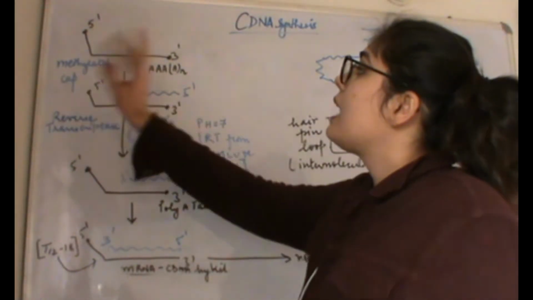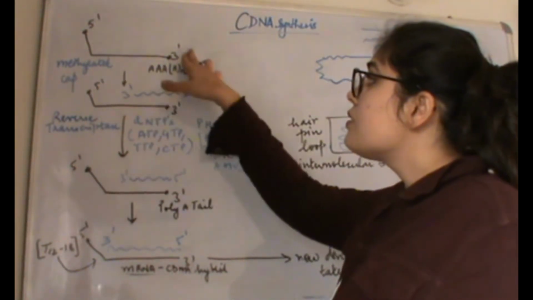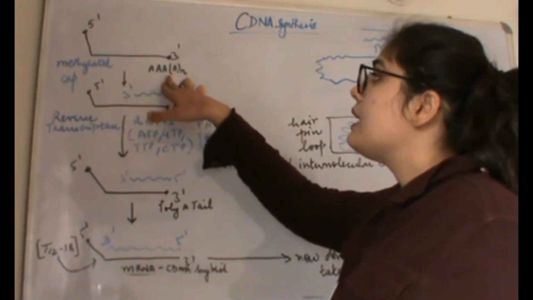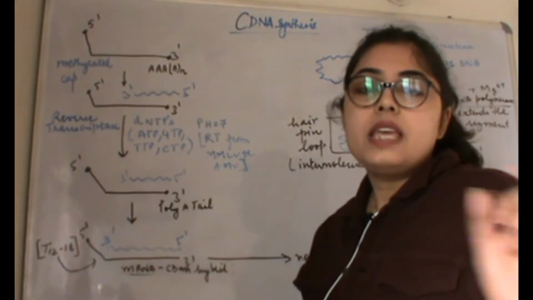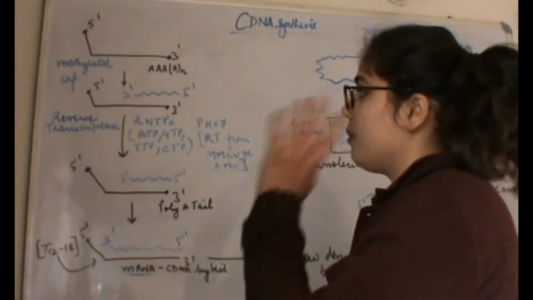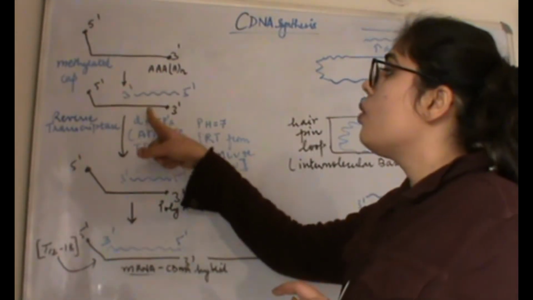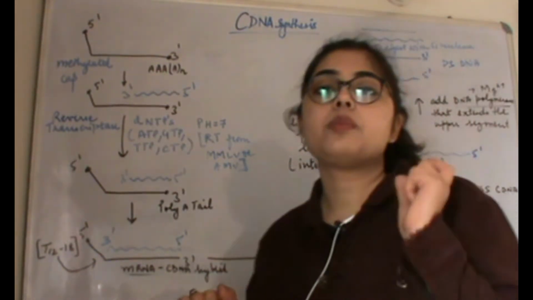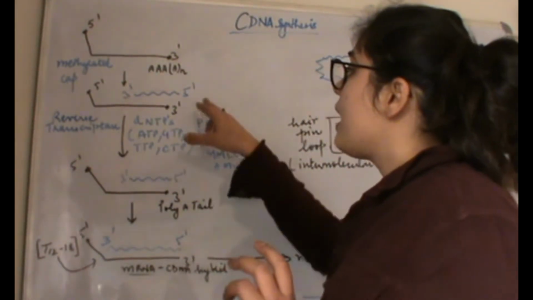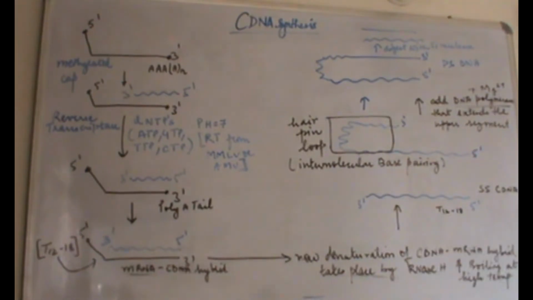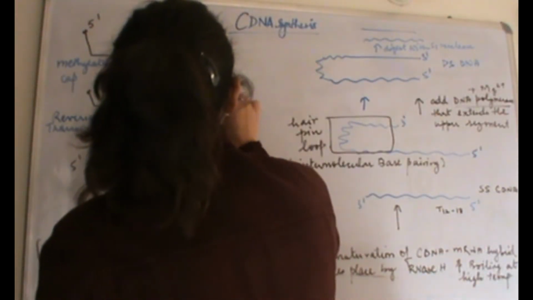So this is a methylated cap, and on this 3' end we are adding a poly A tail. This AAA plus A n means there are many A's present on this 3' end. To this, now we are adding oligo dT with the process of hybridization, right? With the help of that, we are adding oligo dT here. Let me just write it down. Oligo dT is added here.